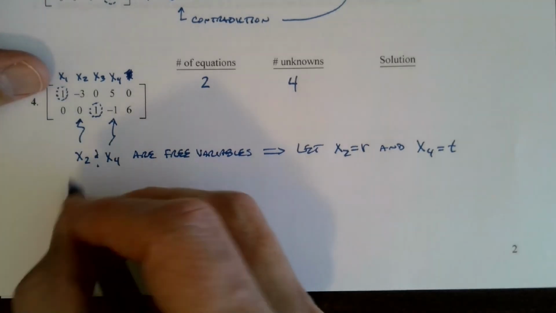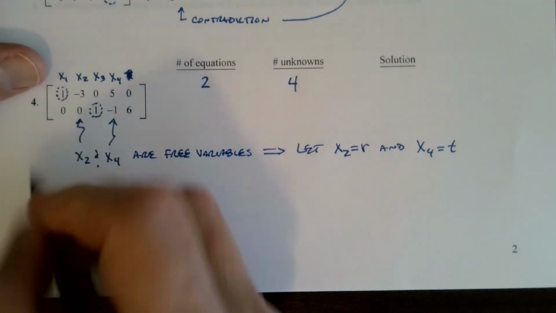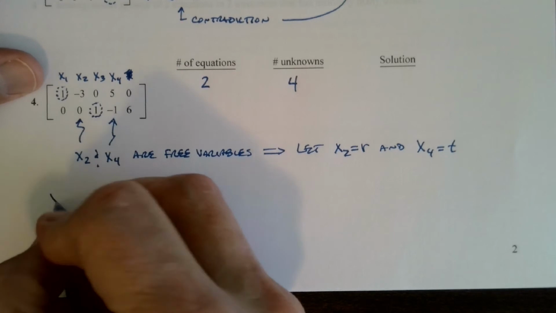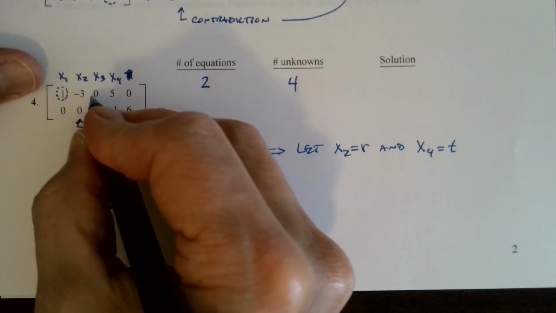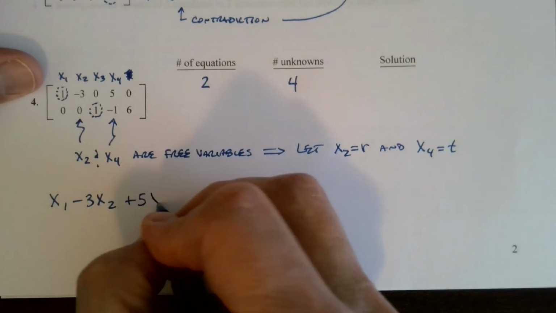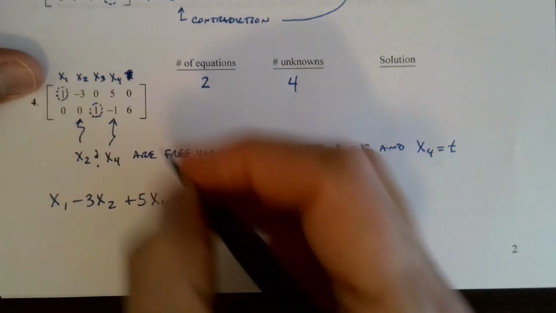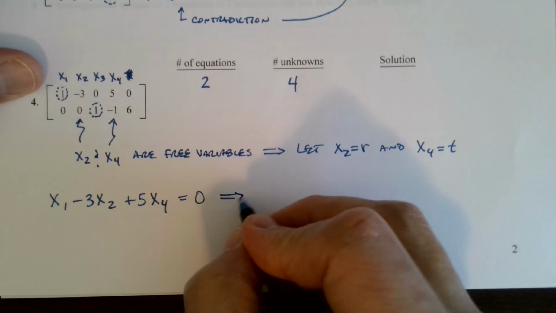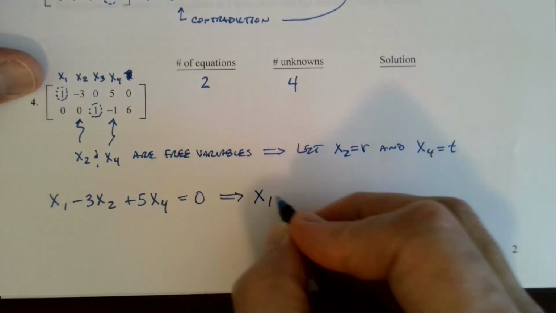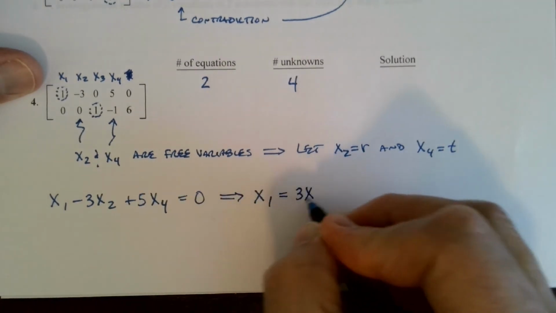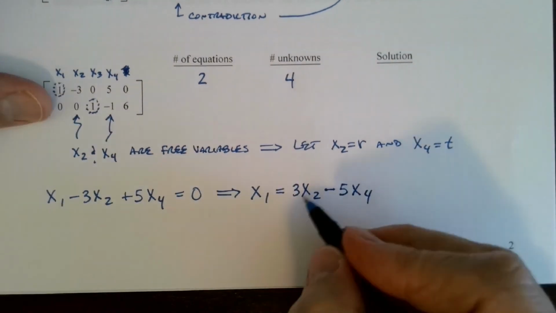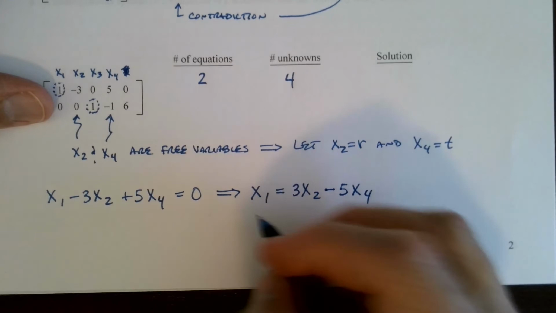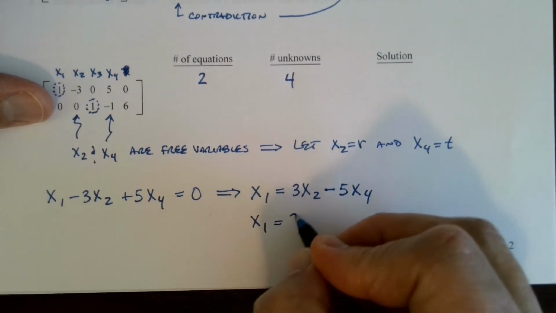Okay, and then let's go with the first equation. What's that say? 1x1 minus 3x2 plus 0x3 plus 5x4 equals 0, right? But I can solve this for x of 1 by adding 3x of 2 and subtracting 5x of 4. But then x of 2 is r and x of 4 is t, so I can write x of 1 in terms of my parameters.